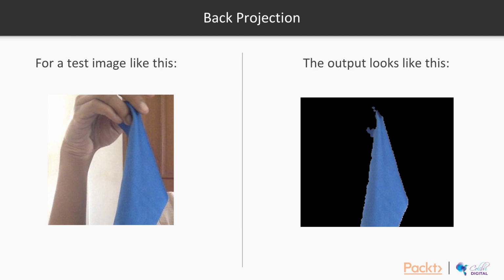So if we use the previously computed histogram of that blue image and use it to apply back projection on this test image, we can get a resulting image which looks like the one on the right. We have completely segmented only that part of the image which was similar to the image on which we calculated the histogram. We can use this exact same technique to locate skin as well. The only difference being that we will first have to compute the histogram of skin.